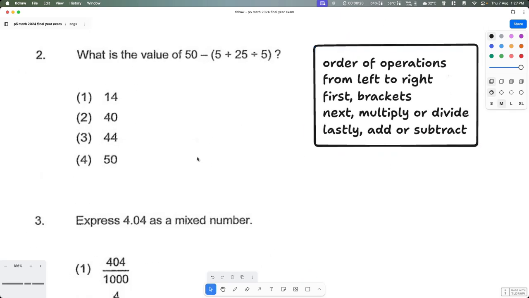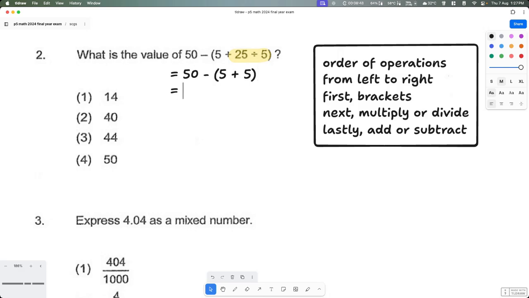So this is just a good refresher. Okay, so in this, which one should we do first? Right, we do the brackets first, which is this. But inside the brackets, we also follow the same order of operations. So in this case, we'll then do 25 divided by 5. So in this, we'll just have 50 minus bracket, 5 plus 25 divided by 5, which is 5.